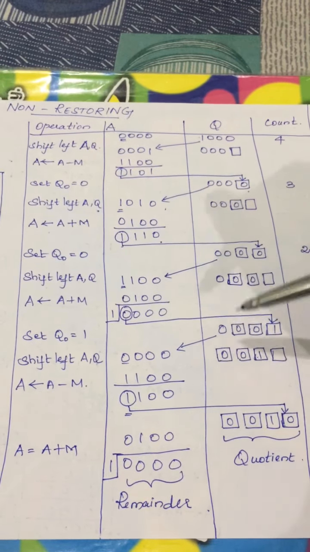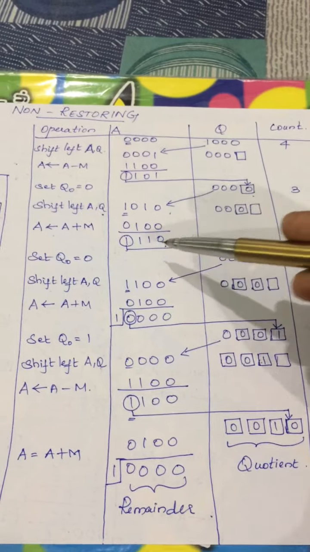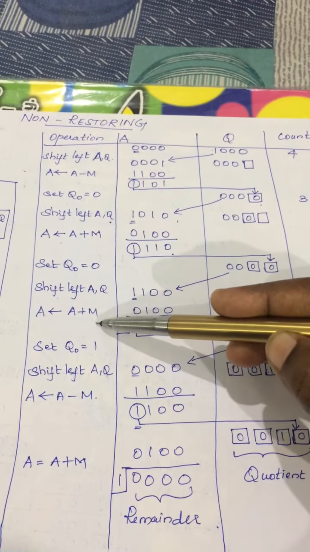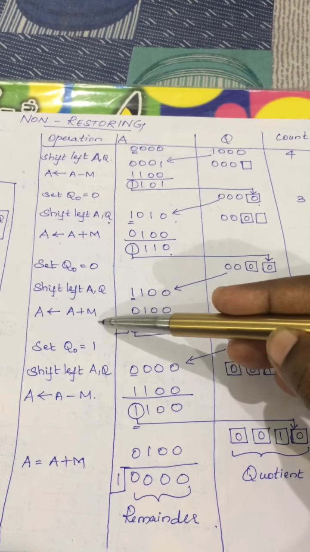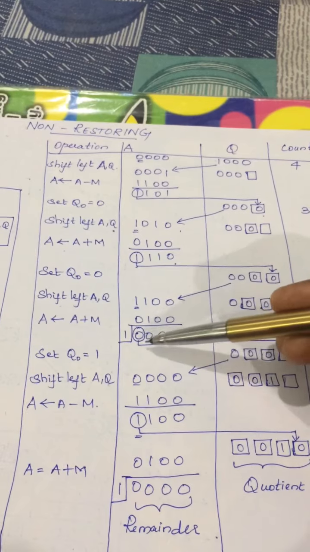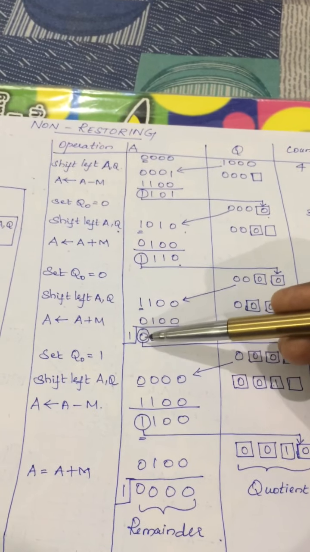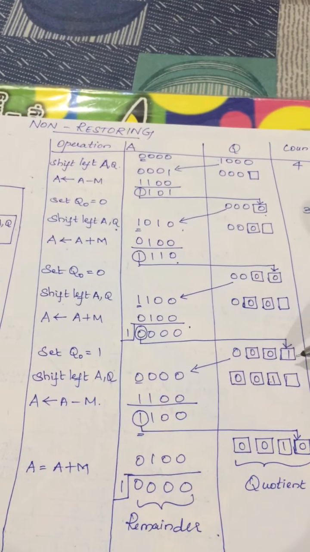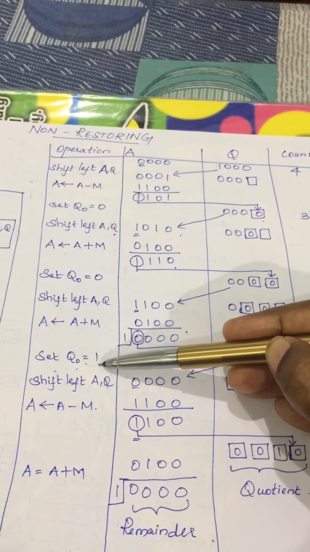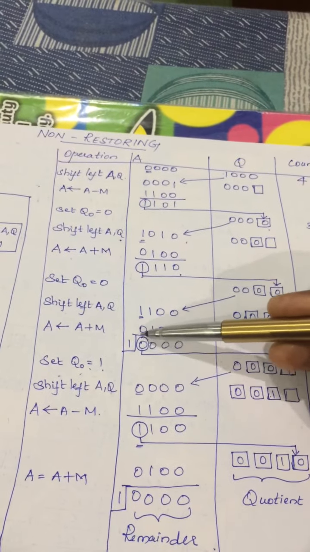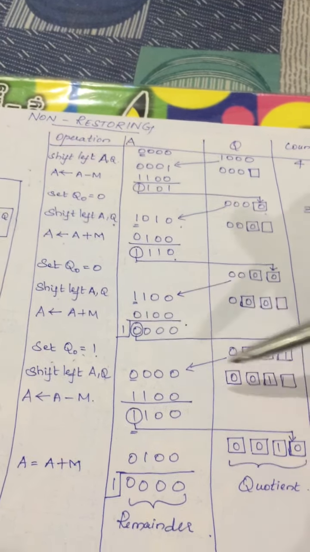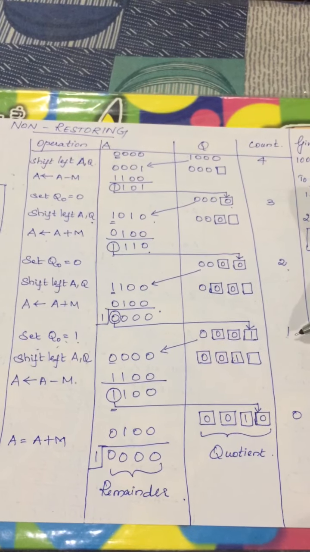Next part, again the count value will be moving over to it. Again we are finding out the shift left operation, and next we are going to have A equal to A plus M. So performing addition, and again based upon this value we are setting Q naught equal to 1, because here the leftmost bit of your A is going to be 0. Okay. So again the count value is being decremented here.